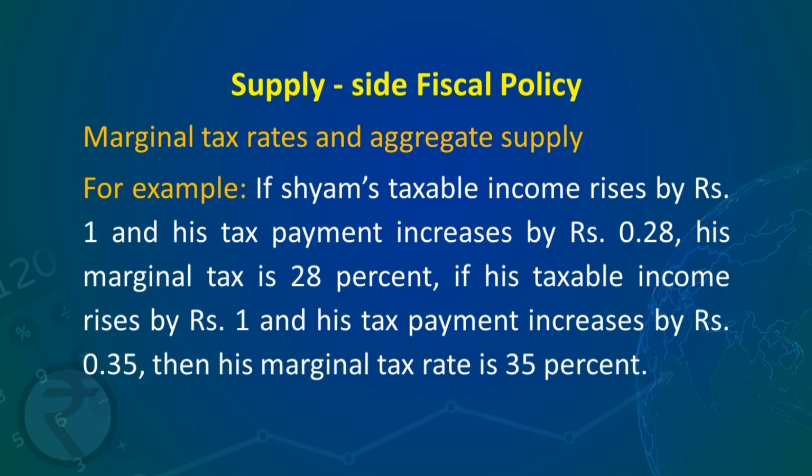For example, if Shyam's taxable income rises by rupee 1 and his tax payment increases by rupees 0.28, his marginal tax rate is 28%. If his taxable income rises by rupee 1 and his tax payment increases by rupees 0.35, then his marginal tax rate is 35%.